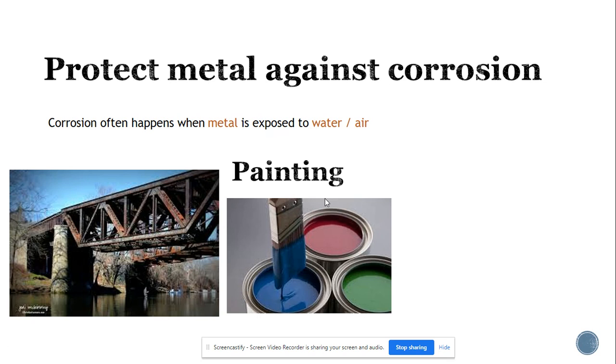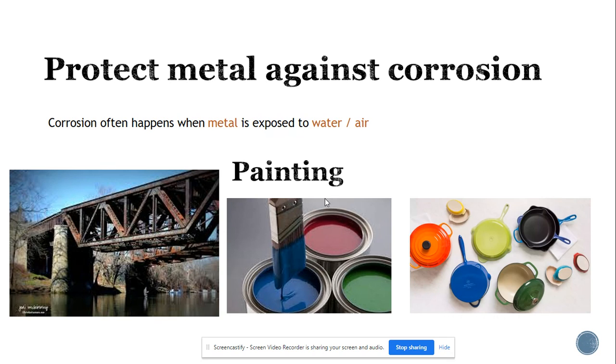So they would paint metal with, for example, enamel paint. There is glass in enamel paint, which prevents corrosion. And I'm sure you guys can identify these items if you've seen an enamel cup, or they would also use enamel to paint pots and pans and things to prevent that from rusting or corroding.